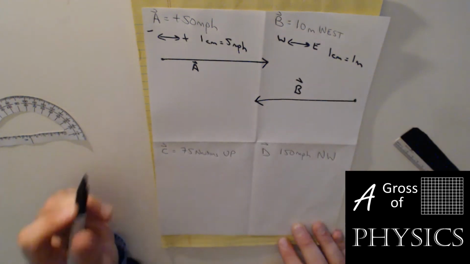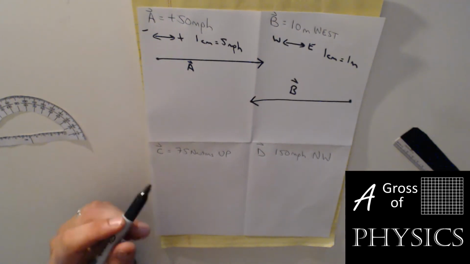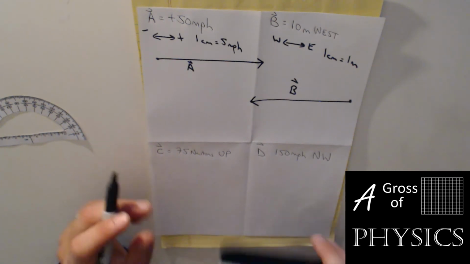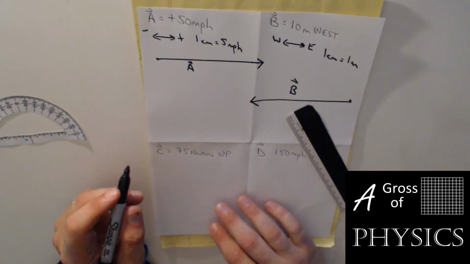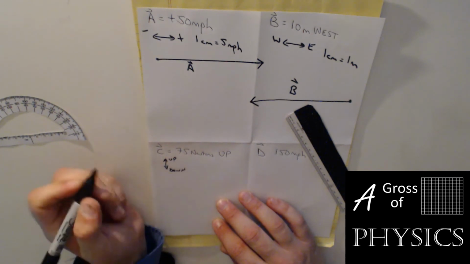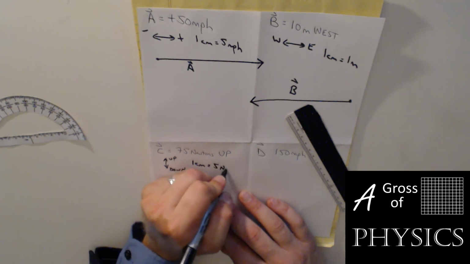Make sure when you're doing this, you want to measure diligently. You want to be measuring on top of the lines. You don't want to look to the side like I'm forced to do here as I'm recording. Now 75 newtons up, I would have up and down like that. I would probably do 1 centimeter equals 5 newtons.